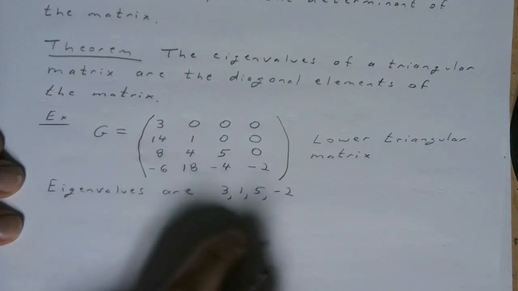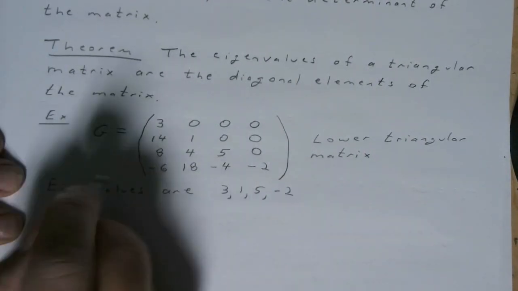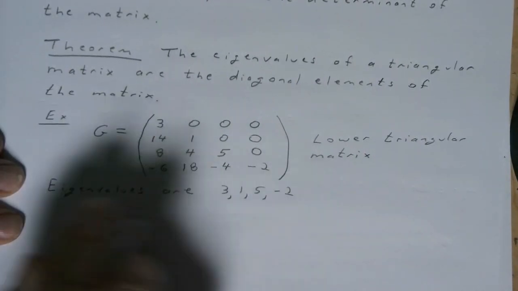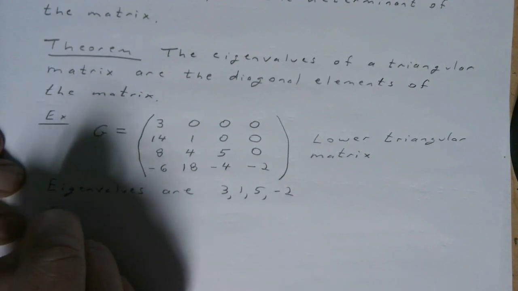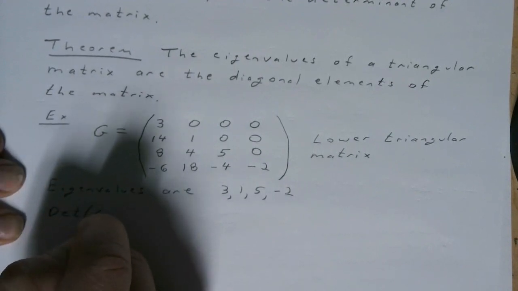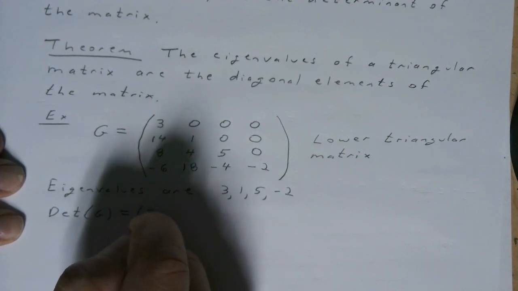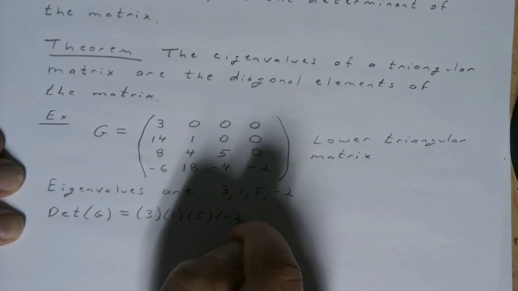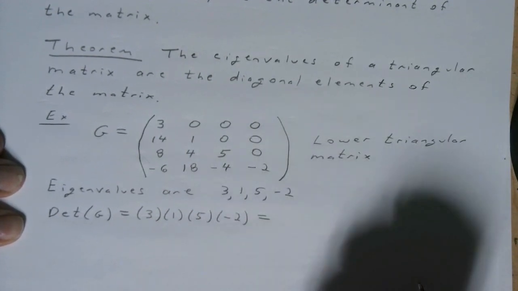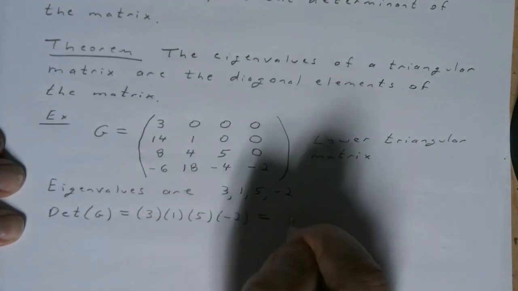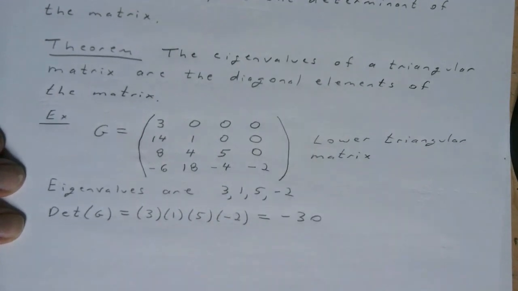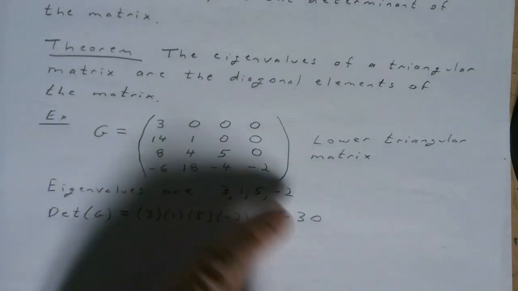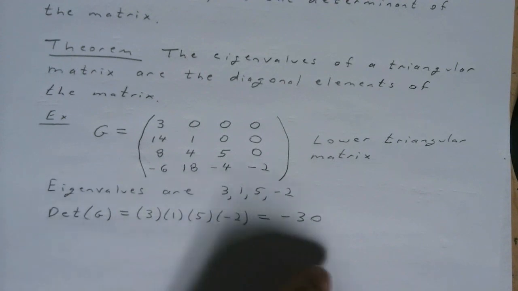And again, we know that the determinant then is going to be the product of the eigenvalues. So the determinant of G is 3 times 1 times 5 times minus 2. What is that? 15 looks like minus 30. So again, remember that if you happen to have a triangular matrix, you can find the eigenvalues real quickly, and then you can find the determinant real quickly.